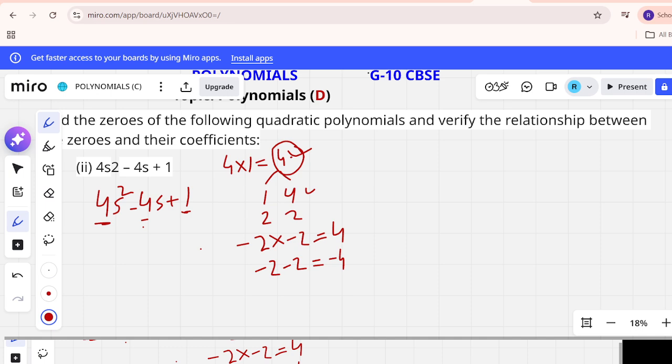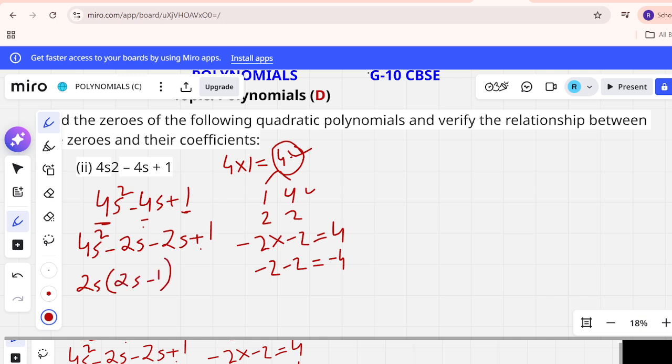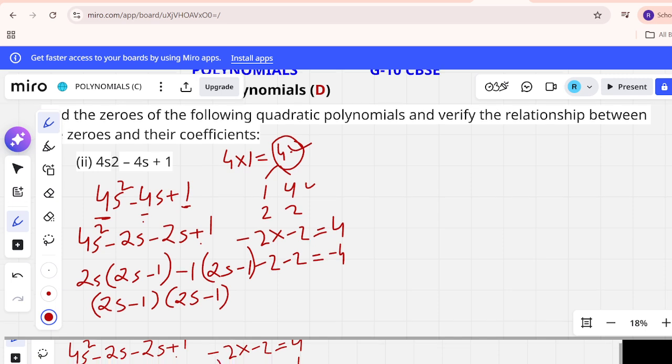So here I write 4s square minus 2s minus 2s plus 1. I take 2s common, and 2s is left from 4s square. Here I take minus 1 as common, so 2s comes out from the minus, and minus 1 is left. So the common factor is 2s minus 1, and again 2s minus 1.